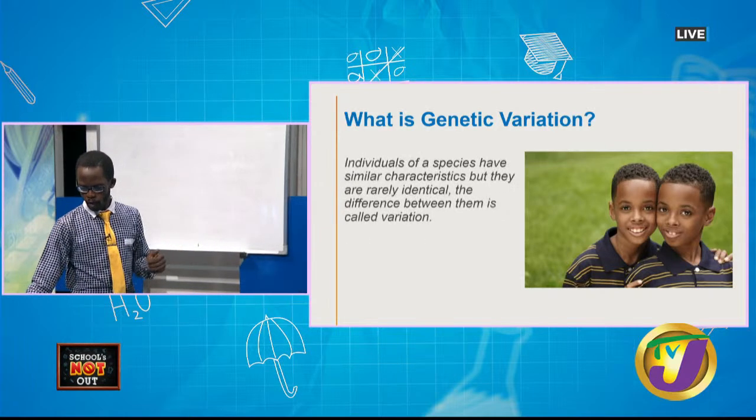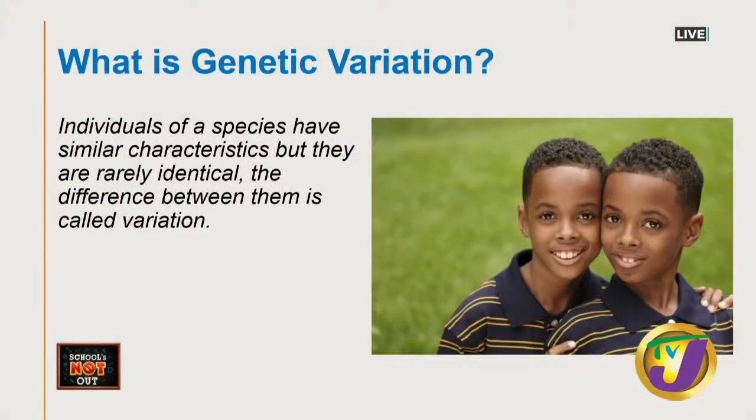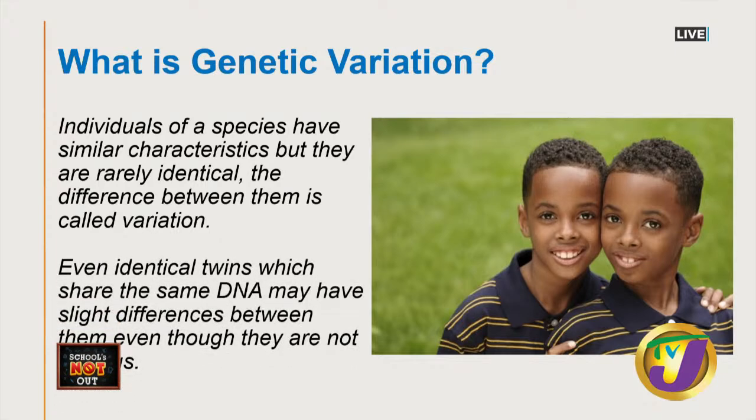So, individuals of a species would have similar characteristics, but they are rarely identical. In the case of identical twins, even though they will share the same DNA, what we have found is that there are slight differences between them, even though it might not be obvious. As you can see in the picture, someone at face value can say, all right, we can see the twin on the right has a face that is rounder relative to his brother, who has a face that is more elongated. So we can see, even though they have the same genetic information, that there could be differences in what we term as their phenotypes.